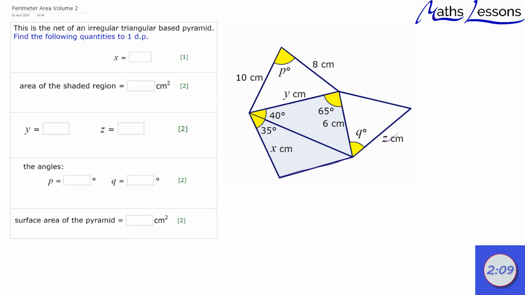In case you can't see the shaded region easily, it's this region here. I'm just going to highlight it with a green highlighter. So it's just this region here.